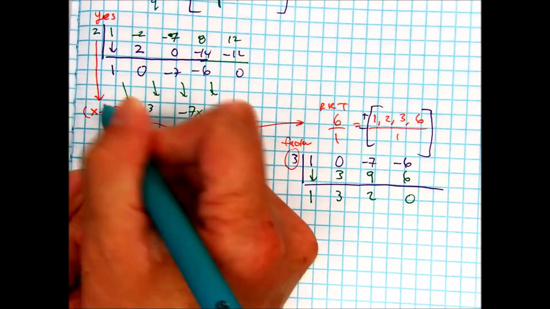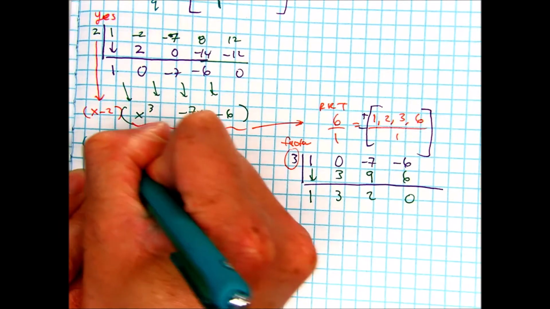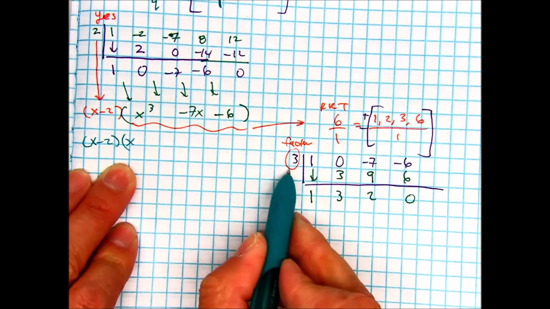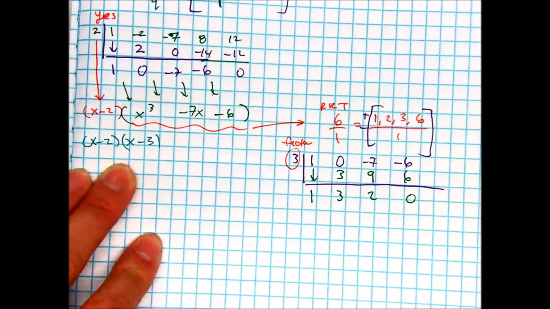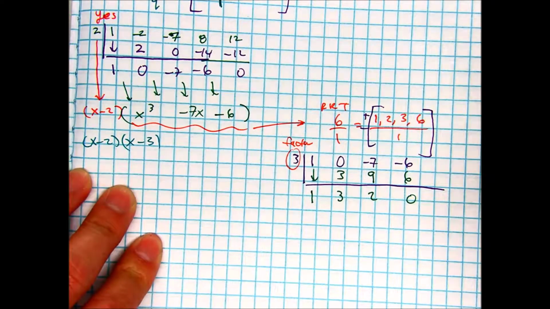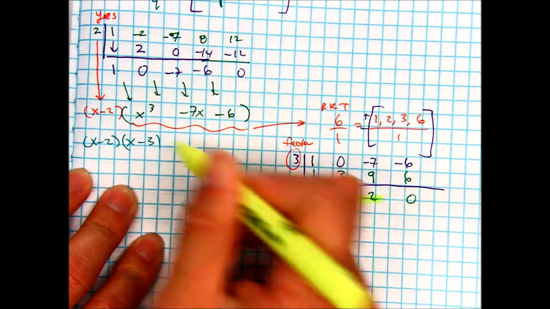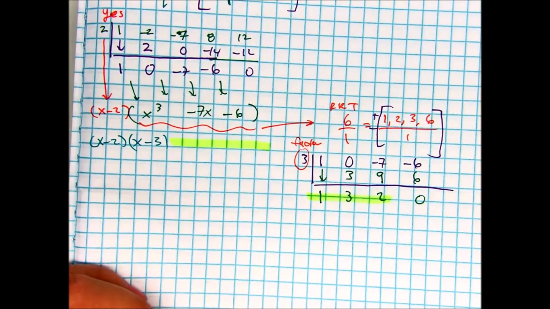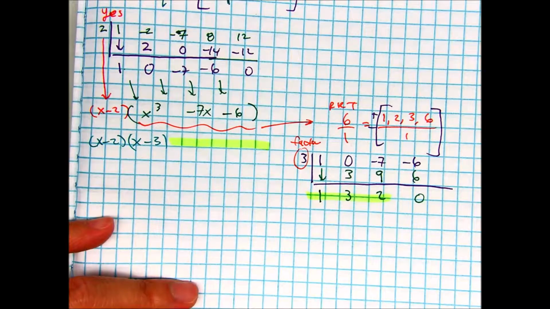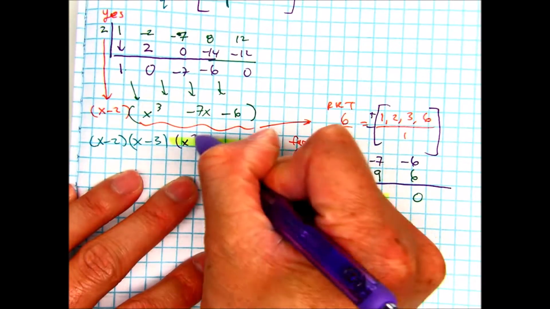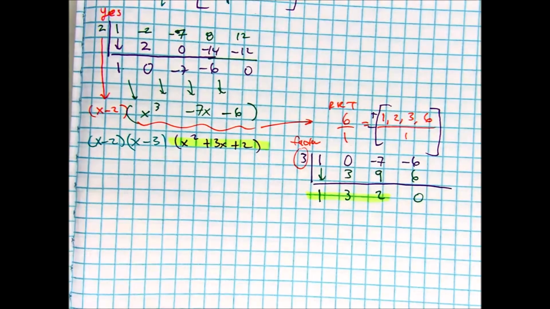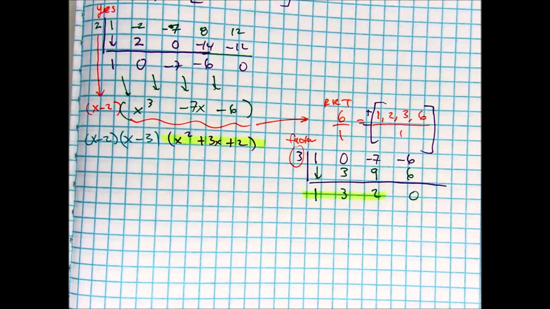That basically tells us now we have x minus 2. X what? Minus 3. And now we have this. What do I write there in yellow, class? All done? Factor it again.